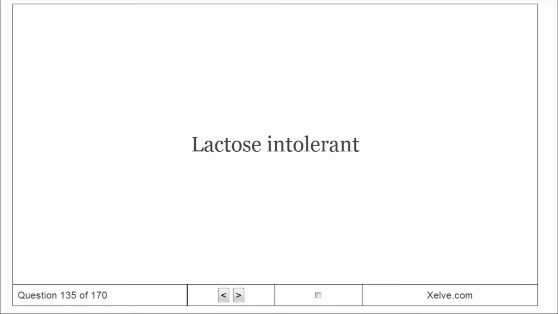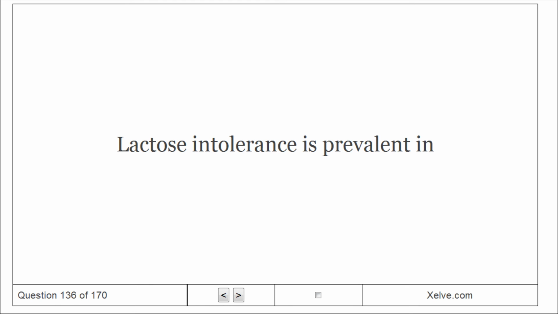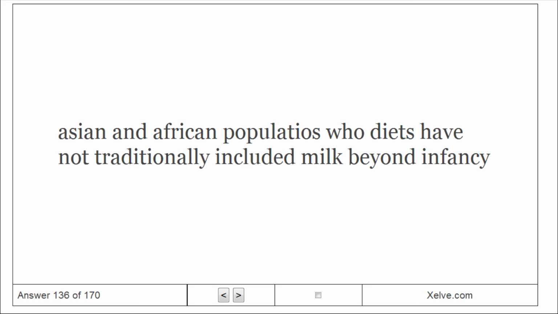Lactose intolerant: individuals who are lactose intolerant no longer produce the enzyme lactase. Lactose intolerance is prevalent in Asian and African populations whose diets have not traditionally included milk beyond infancy.